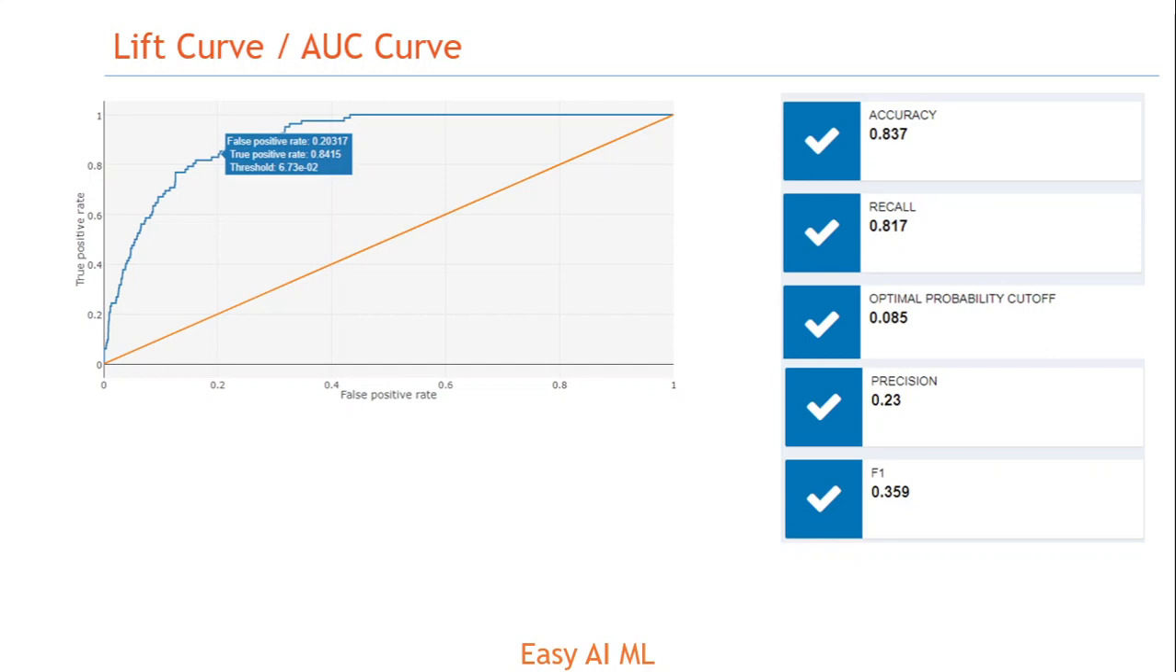So this is how we see the accuracy, but there are other factors as well. So there is recall, optimal probability cutoff, precision, and F1. F1, the higher the F1 score, the better quality the model is. So in this particular picture, F1 shows 0.35. So this model can be improved further.